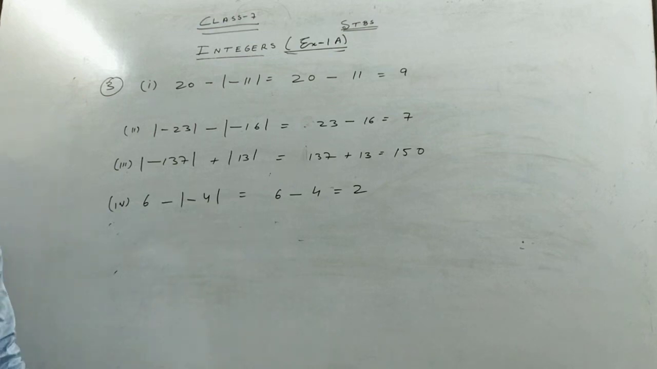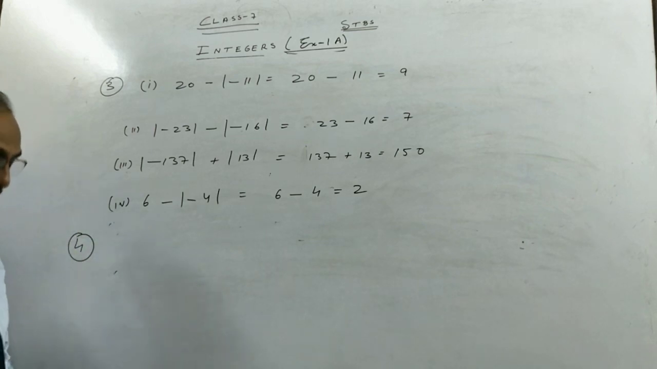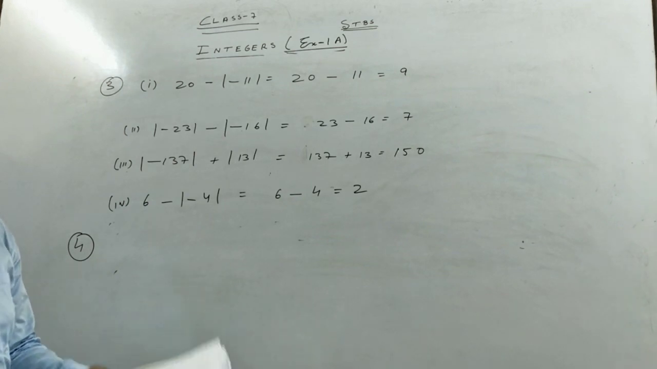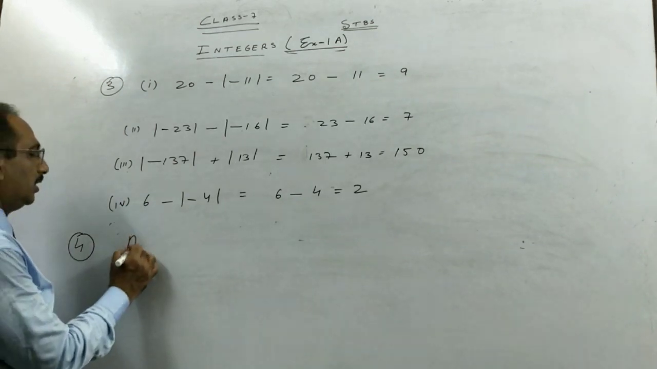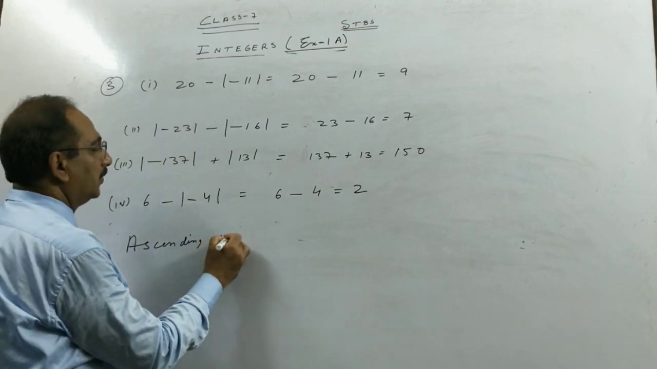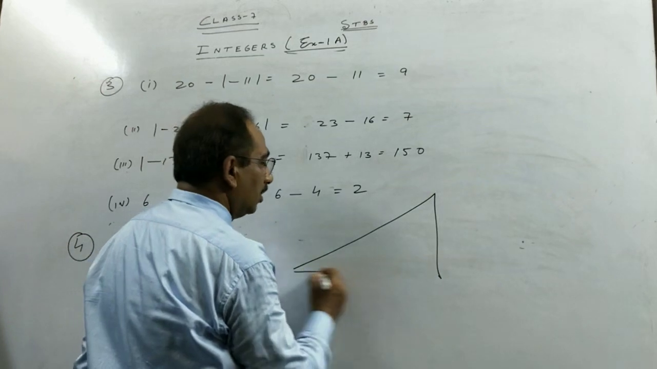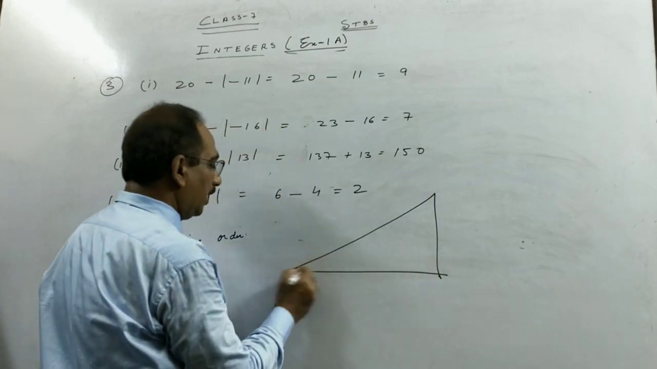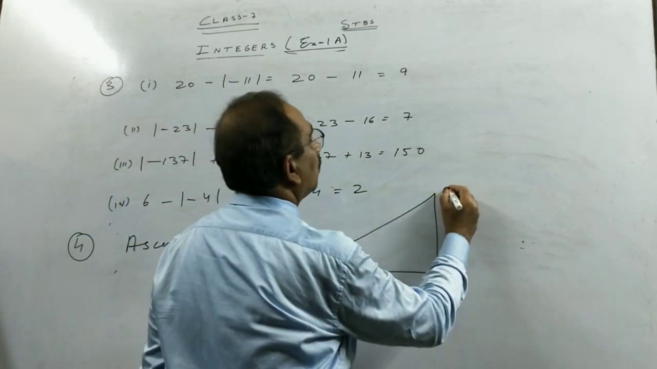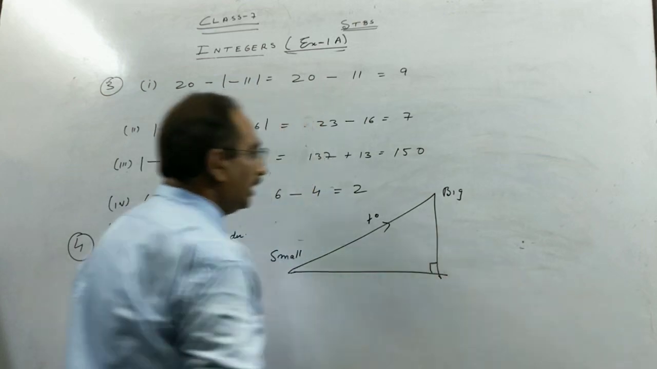The last few questions we will see. Number 4, where we have to arrange the numbers in ascending or descending order. The fourth question is ascending order. Ascending order means we go from small to big. You can draw a diagram here, small to big. So this is what we call ascending.